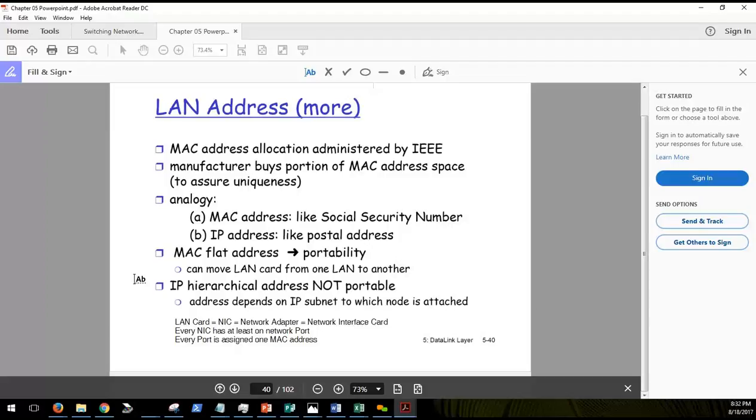Every NIC has at least one network port. Every port is assigned one MAC address.